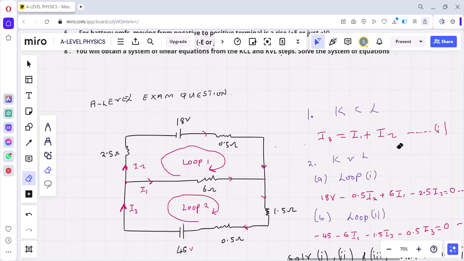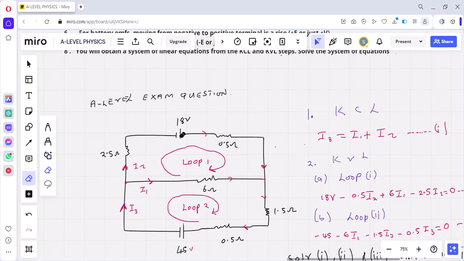Then secondly, I name that equation 1. Then secondly, I write the equations for each loop, by applying Kirchhoff's voltage law. Then for loop 1, what will be the Kirchhoff's voltage law? I will start my movement from the battery here.